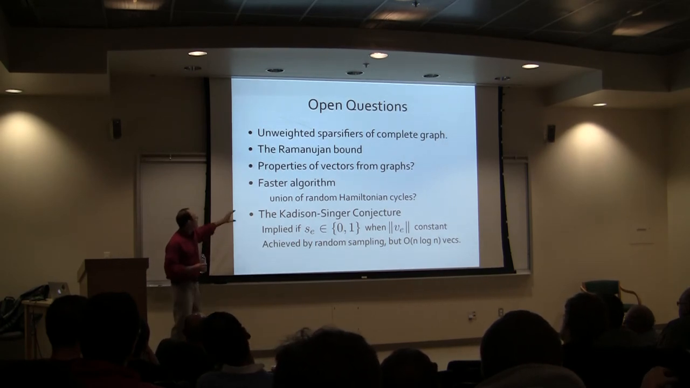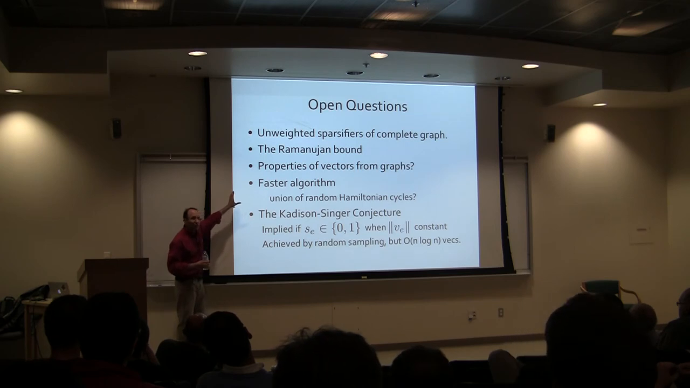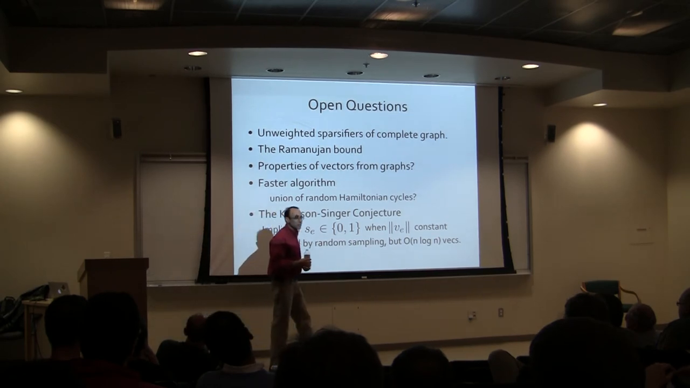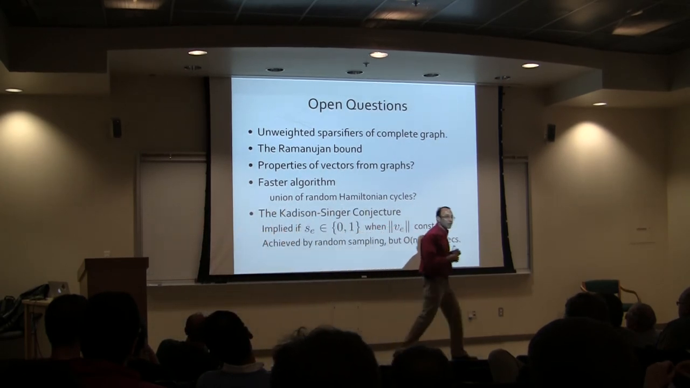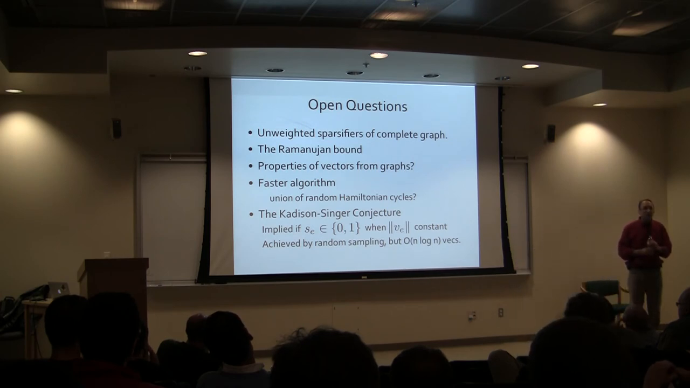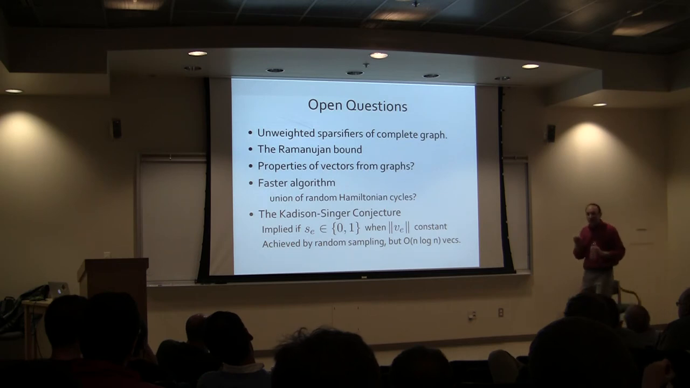Another natural question is, can you get a faster algorithm? There are really simple ways of getting a fast algorithm to approximate the complete graph. Just take a union of random Hamiltonian cycles, a constant number of those, that's a good expander. Is there anything like that that works for sparsifying? We have no idea. I really hope something does. Because people would like fast, good algorithms for sparsifying. I know we've got that n log n in there, but the people who actually want them want them without the log n.